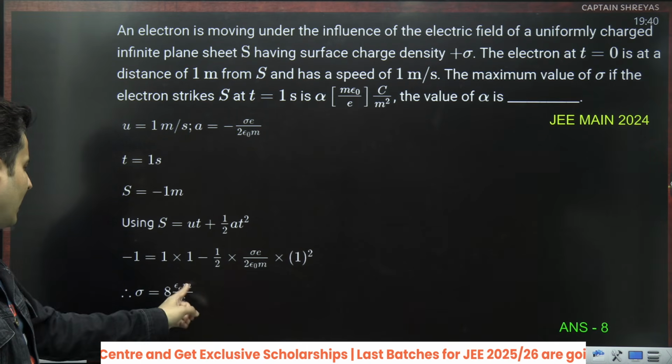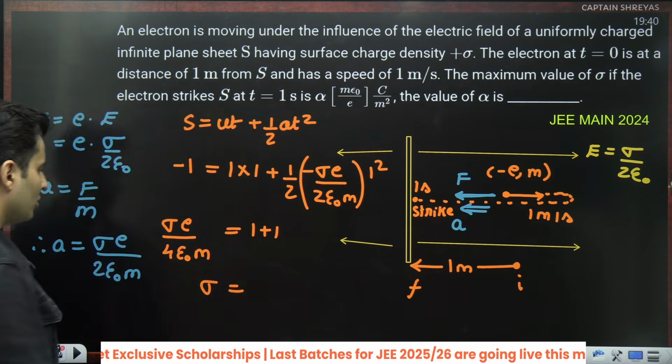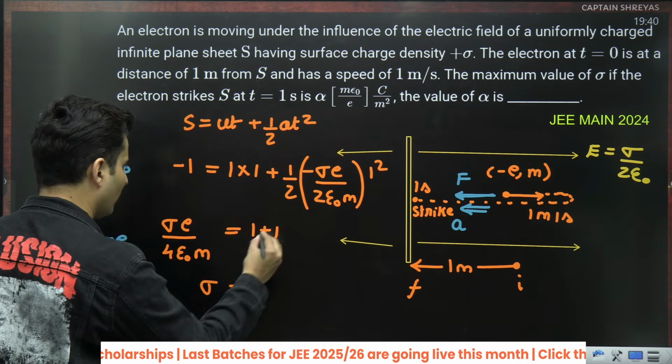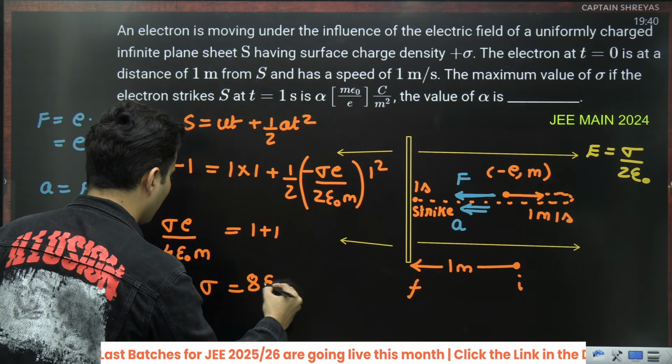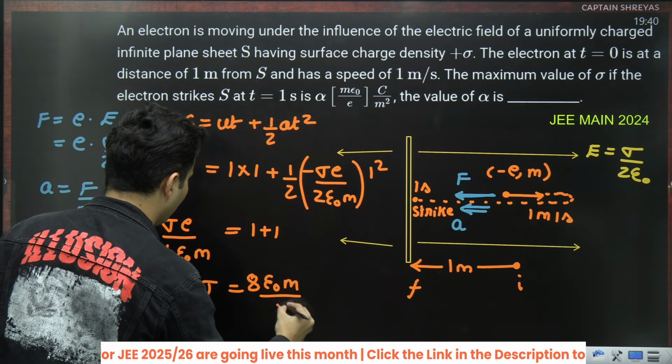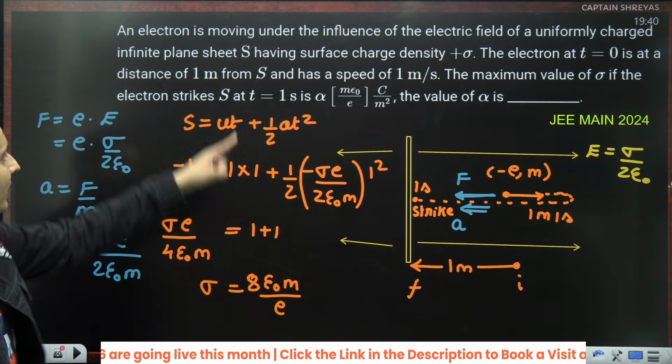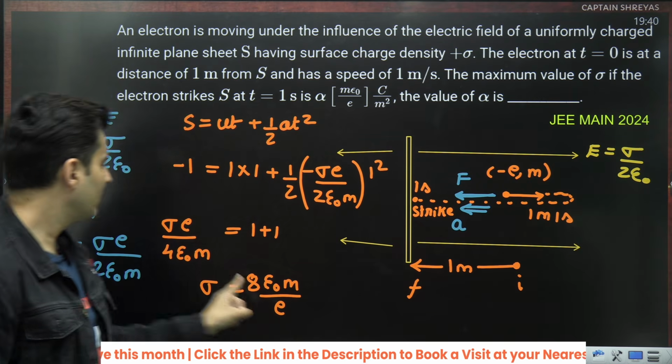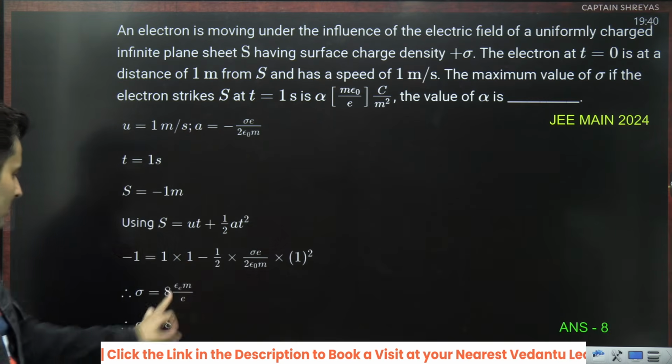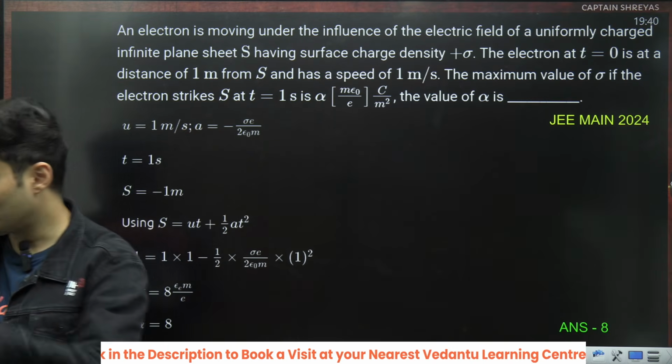So you should get it as 8 epsilon m by E. So you will get it as 8. Yeah, makes sense. 4 into 2 is 8. Yes, 8 epsilon m divided by the electron charge. So that number which is missing is basically 8. Makes sense. Perfect. Matches. Okay.